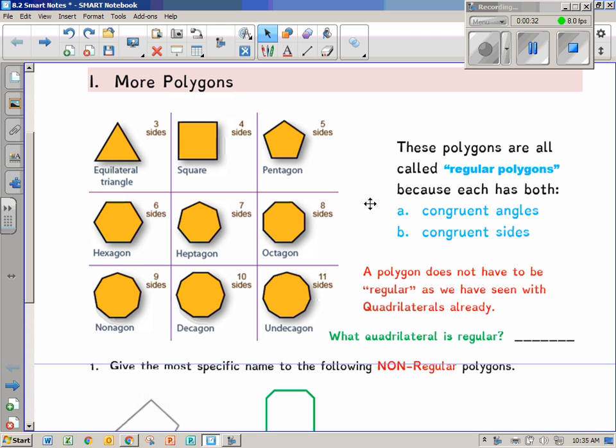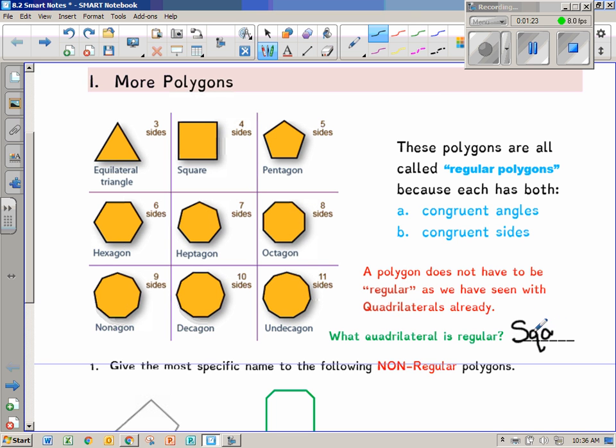So you've got a little chart here. Maybe some of these you know, maybe some you're not quite aware of. But all of these, the way they're drawn, you can tell that all the sides are the same length within each figure, and the angles within are also congruent, meaning the exact same size. A polygon does not have to be regular, as we've already seen with quadrilaterals. We had a lot of quadrilaterals where all the sides and angles were not congruent, but they were still polygons. So the quadrilateral that is, quote, regular, as far as geometry terms go, is the square.